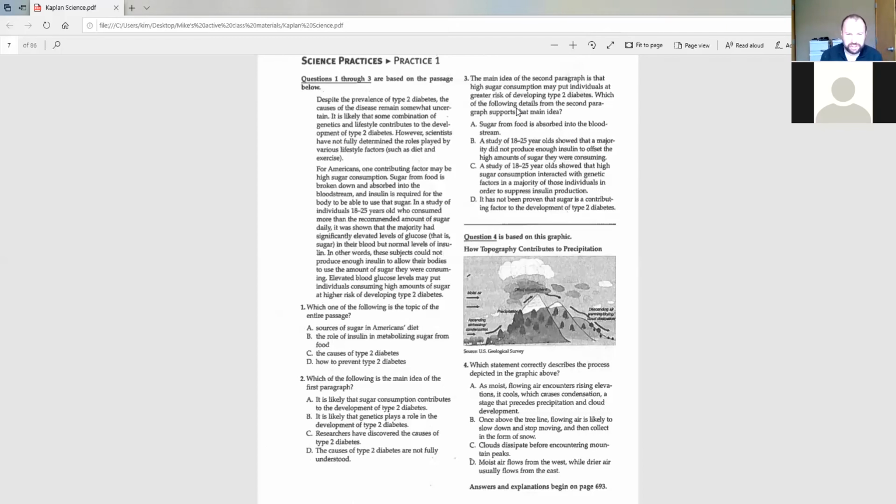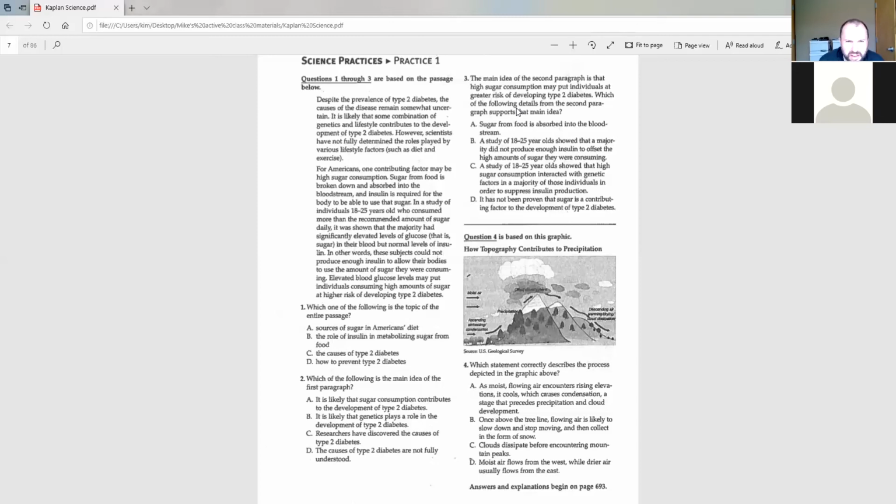A, it is likely that sugar consumption contributes to the development of type 2 diabetes. B, it is likely that genetics play a role in the development of type 2 diabetes. C, researchers have discovered the causes of type 2 diabetes. Or D, the causes of type 2 diabetes are not fully understood. Okay? So, let's break that down. And maybe not spend quite as much time on number 2 as number 1, but let's look at it. Are there any that jump out as being particularly wrong?